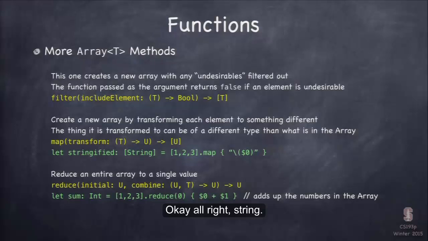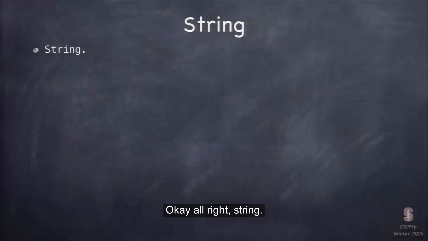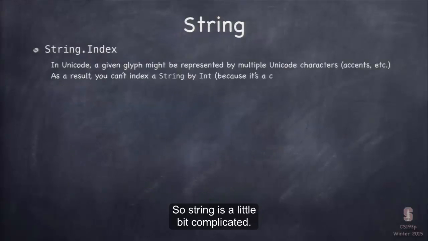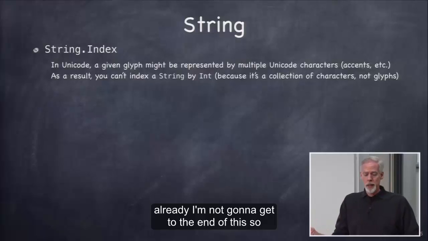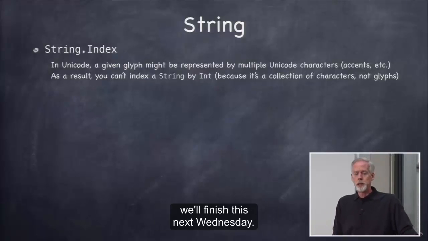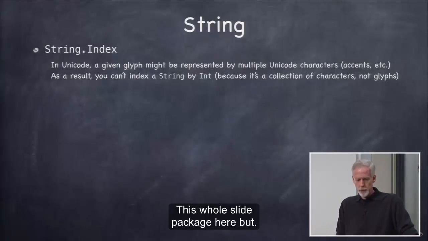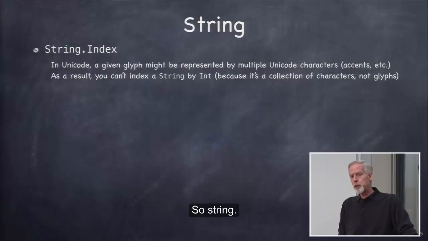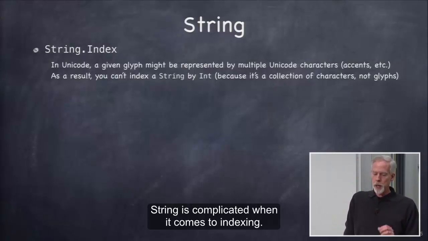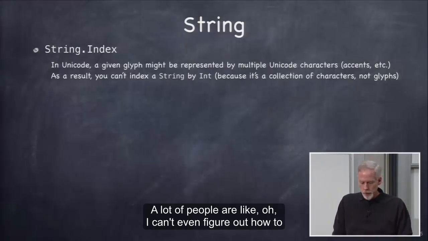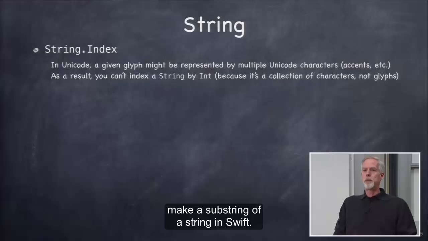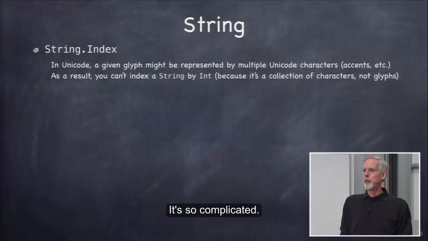Okay? All right, string. So string is a little bit complicated. I can tell by the way already I'm not going to get to the end of this, so we'll finish this next Wednesday on this whole slide package here. But string is complicated when it comes to indexing, creating substrings and stuff like that. A lot of people are like, oh, I can't even figure out how to make a substring of a string in Swift. It's so complicated.